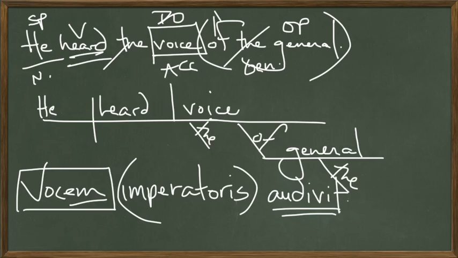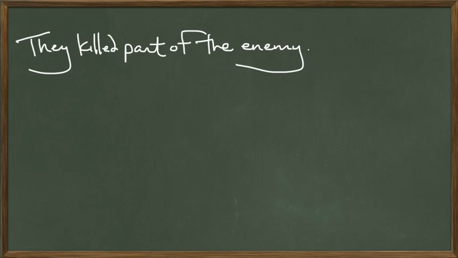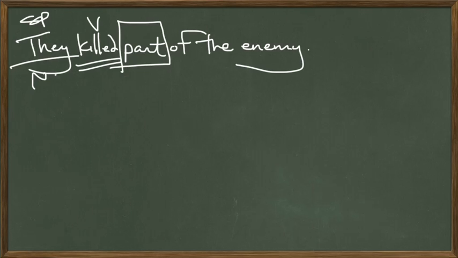Audivit vocem imperatoris. Vocem imperatoris audivit. They killed part of the enemy. Subject of the sentence, they, subject pronoun, nominative case. What are they doing? They're killing, verb, or they did kill. What did they kill? They killed part. Direct object, accusative case, and they killed part of, preposition. Of whom? Of the enemy, object of the preposition, genitive case. Article adjective.